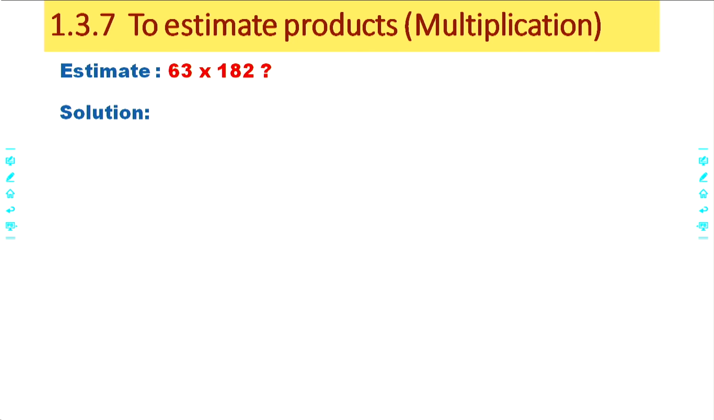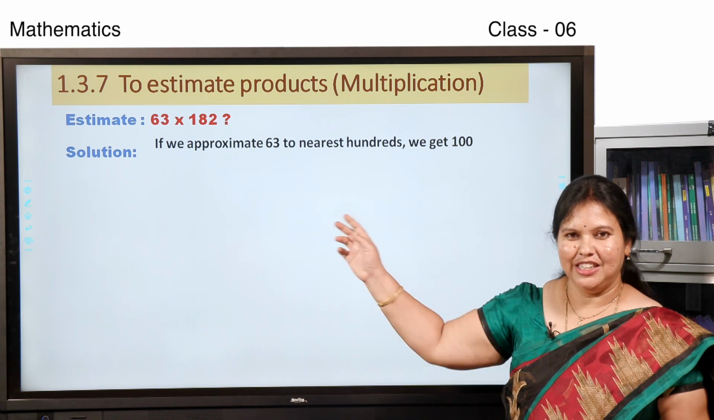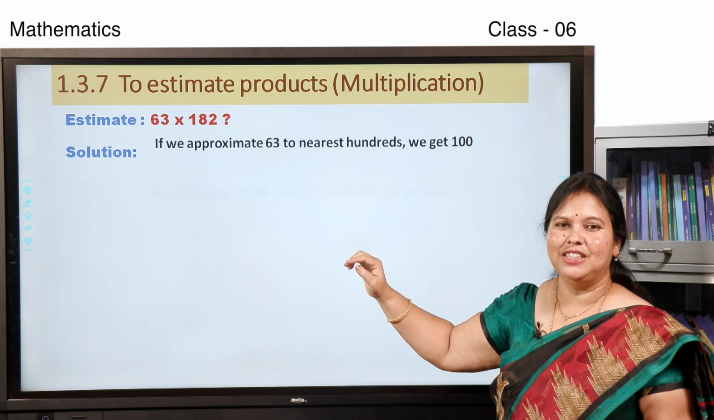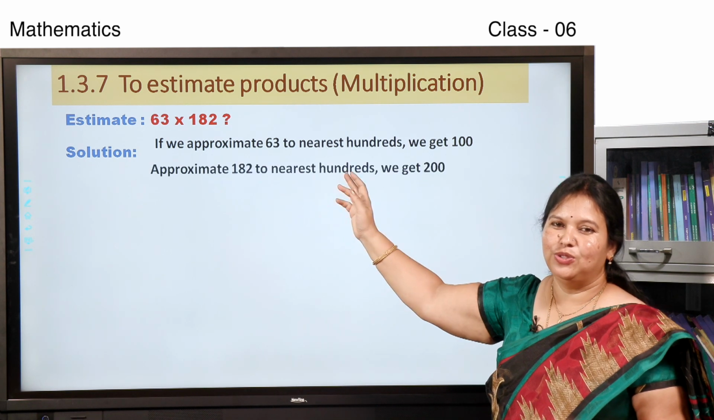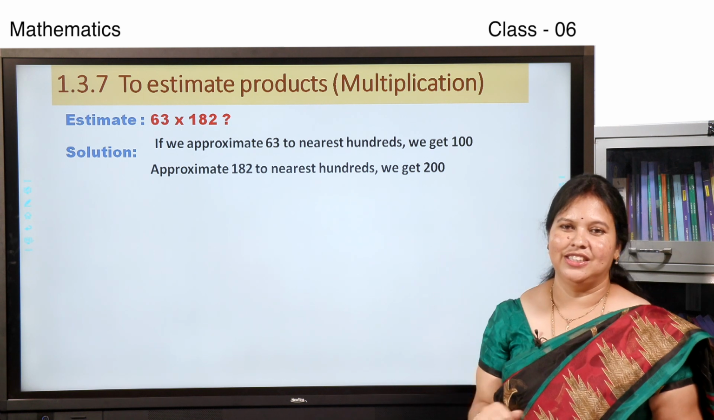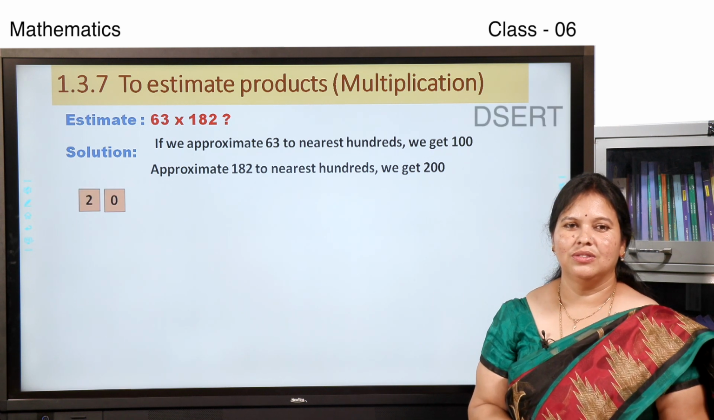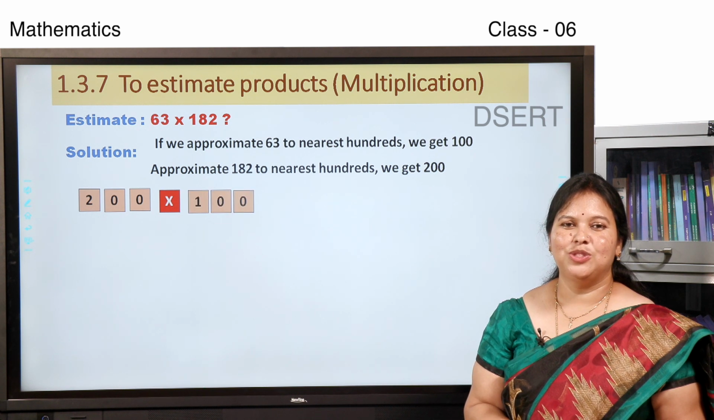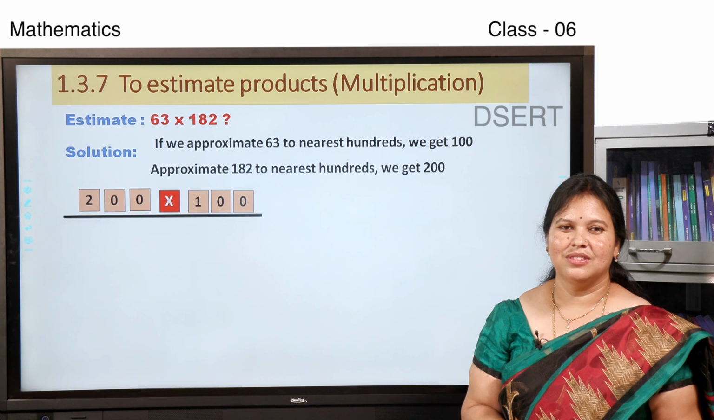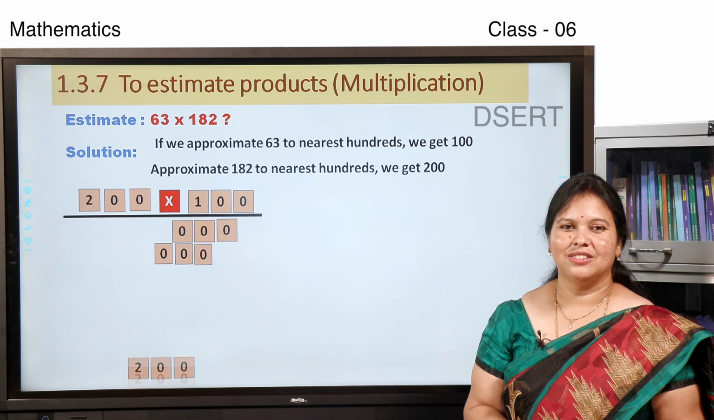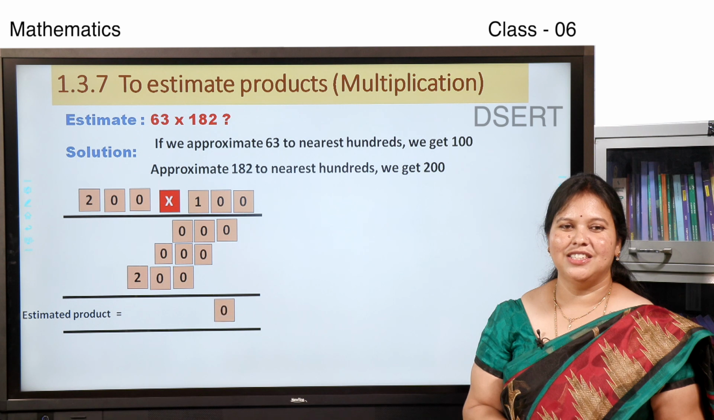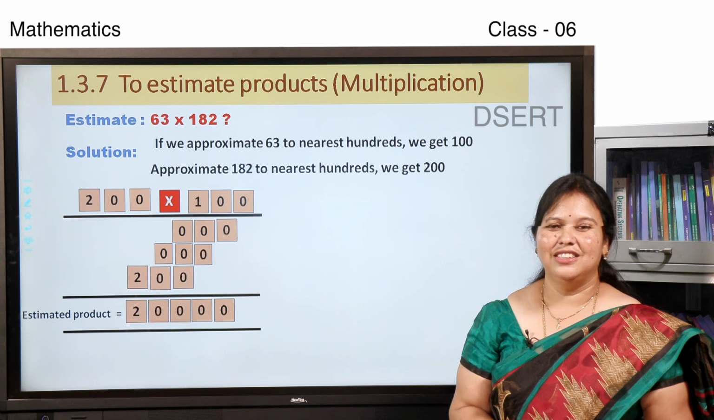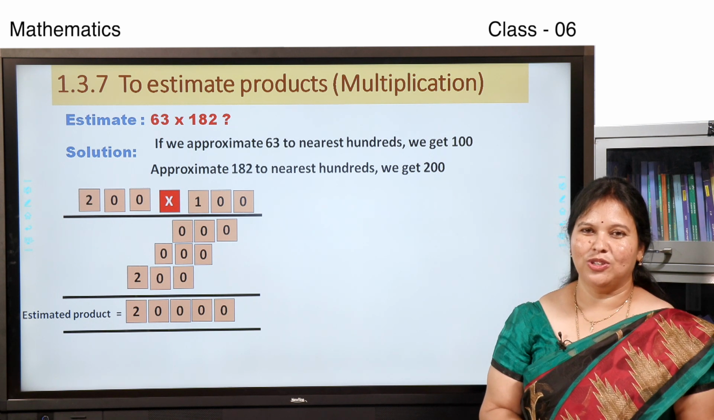Similarly, let us take another example. 63 into 182. If we approximate 63 to the nearest hundreds, we get 100. If we approximate 182 to the nearest hundreds, we get 200. So, 200 into 100, it's very easy to calculate, no? We get how much? Yes, the estimated product is 20,000. Very good, children. I think you have understood how to estimate products.